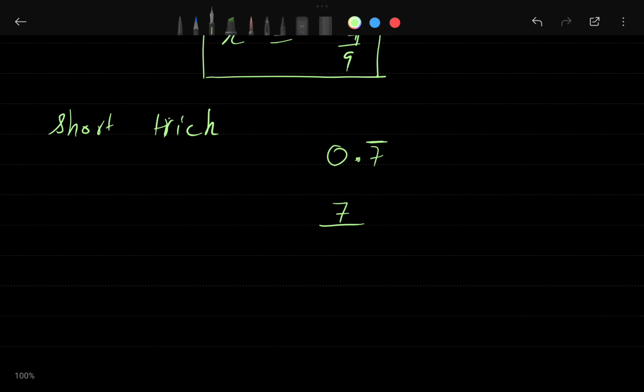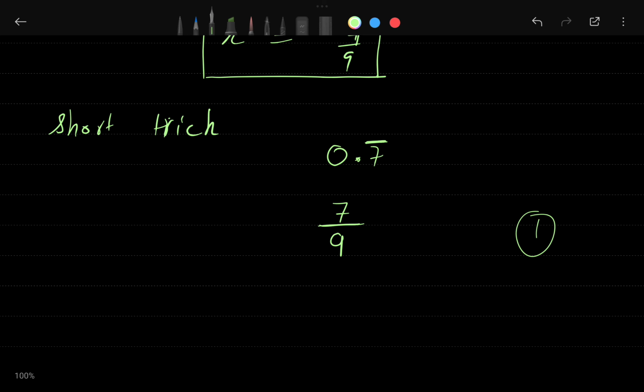Okay, so the digit under the bar will be written in the numerator, and how many digits were there under the bar? So you see that there is only one digit under the bar. So we will write that many nines in the denominator. Since there is only one digit under the bar, I will write 1 nine in the denominator. The digit below the bar is 7, so I write 7 in the numerator.